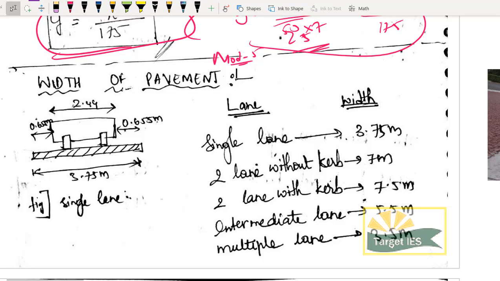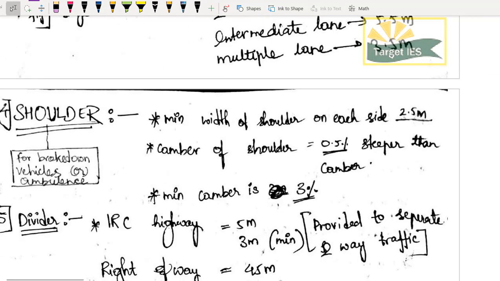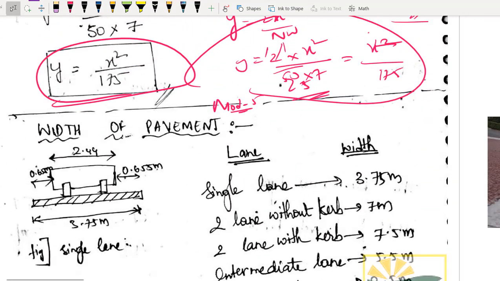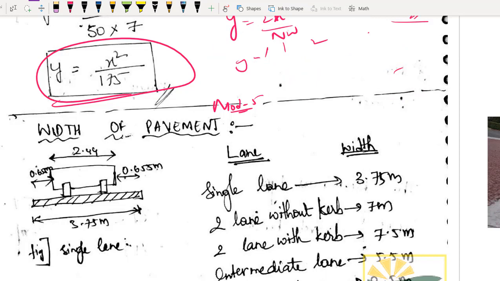So here I am going to discuss few points like width of pavement क्या हो जाएगा, shoulder क्या है, divider क्या है and curb क्या है, ठीक है? So coming to the first one, width of pavement, ठीक है? अगर आपका single lane road है, then the width will be 3.75 meter. How we got 3.75 meter? Why is this taken as a standard?